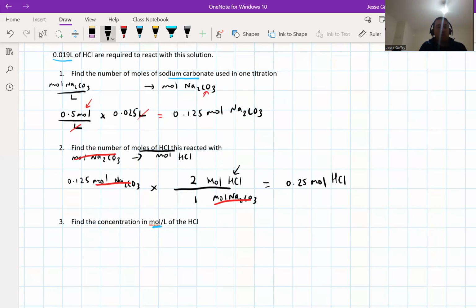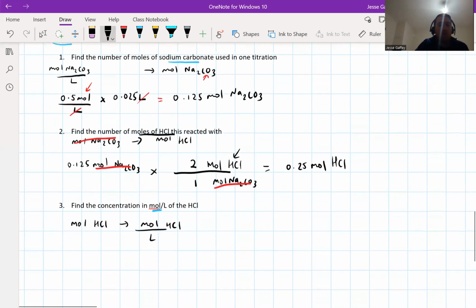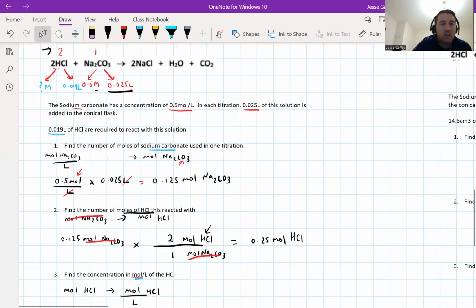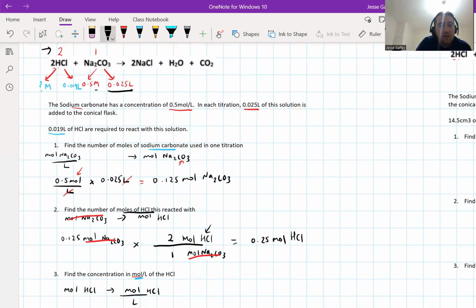Now we're asked to find the moles per liter of the HCl. So what I want to do here is go from moles of HCl to moles per liter of HCl. So literally going to put the moles over the number of liters. All right, so how are we going to do this? Well, we need to check the numbers up here. How many liters of HCl did we use? It was 0.019.